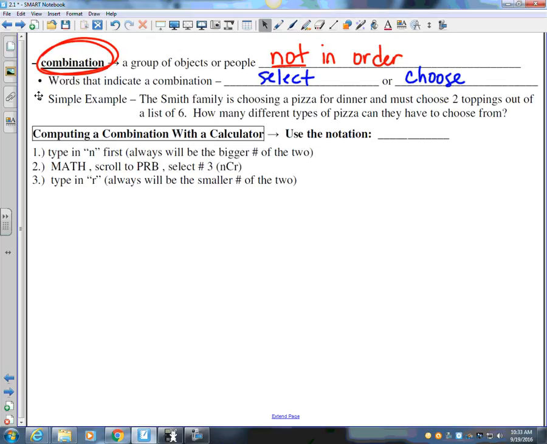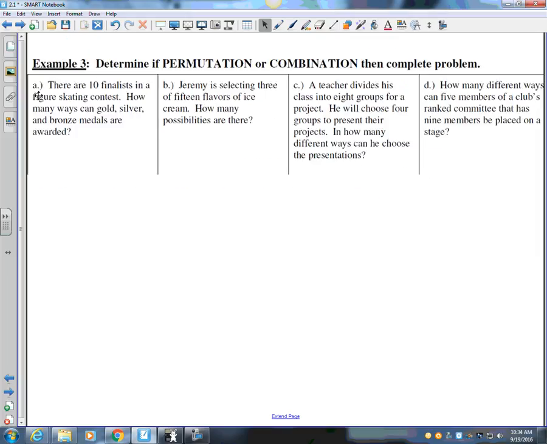Good. Does it matter what order they choose their two toppings in? No. Okay. All right. In the calculator, this one is nCr. C stands for combination, and once again, n is the bigger number. Okay. All right, Paige, read A for us.